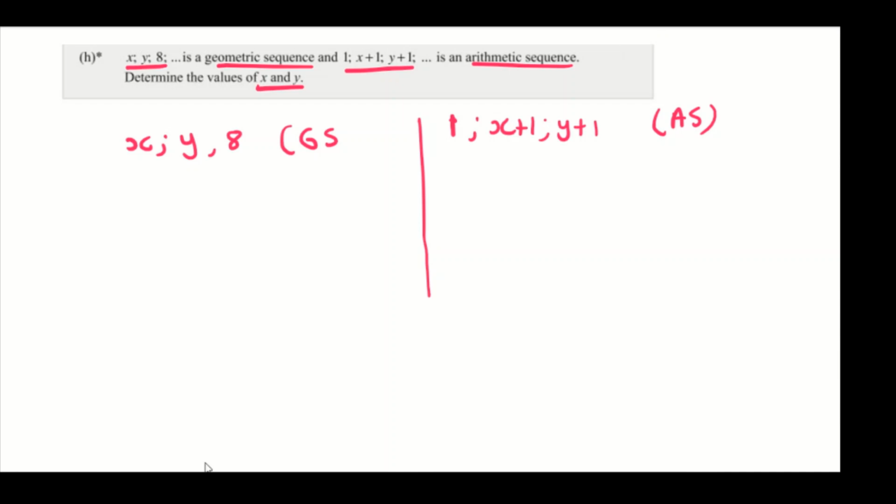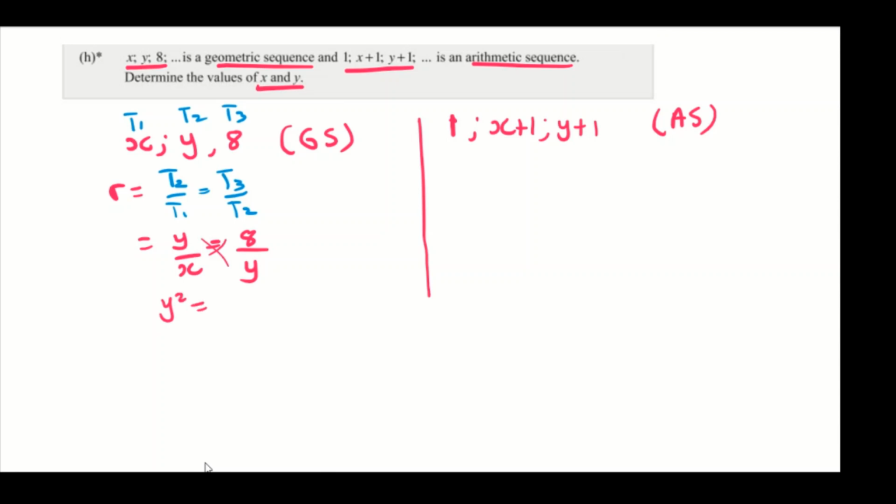So to solve for x, firstly what you need to do is apply the right properties. So for example, this is a geometric sequence. How do we define a geometric sequence? By a common ratio, right? So if this is term number 1, term number 2, term number 3, a common ratio would be t2 over t1 equals to t3 over t2, right? So what we will have is y over x, because term number 2 is y, term number 1 is x, equals to term number 3, which is 8, over term number 2, which is y. So cross multiplying is going to be y squared is equals to 8x. So this would be our equation 1.